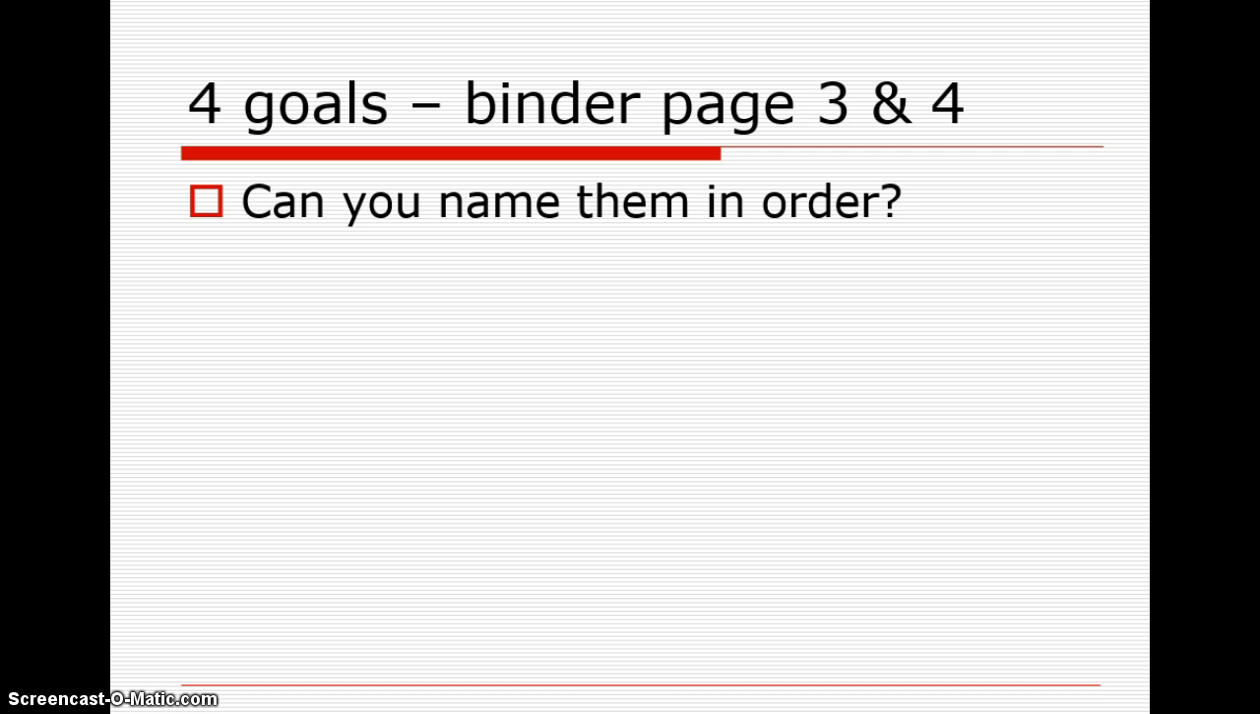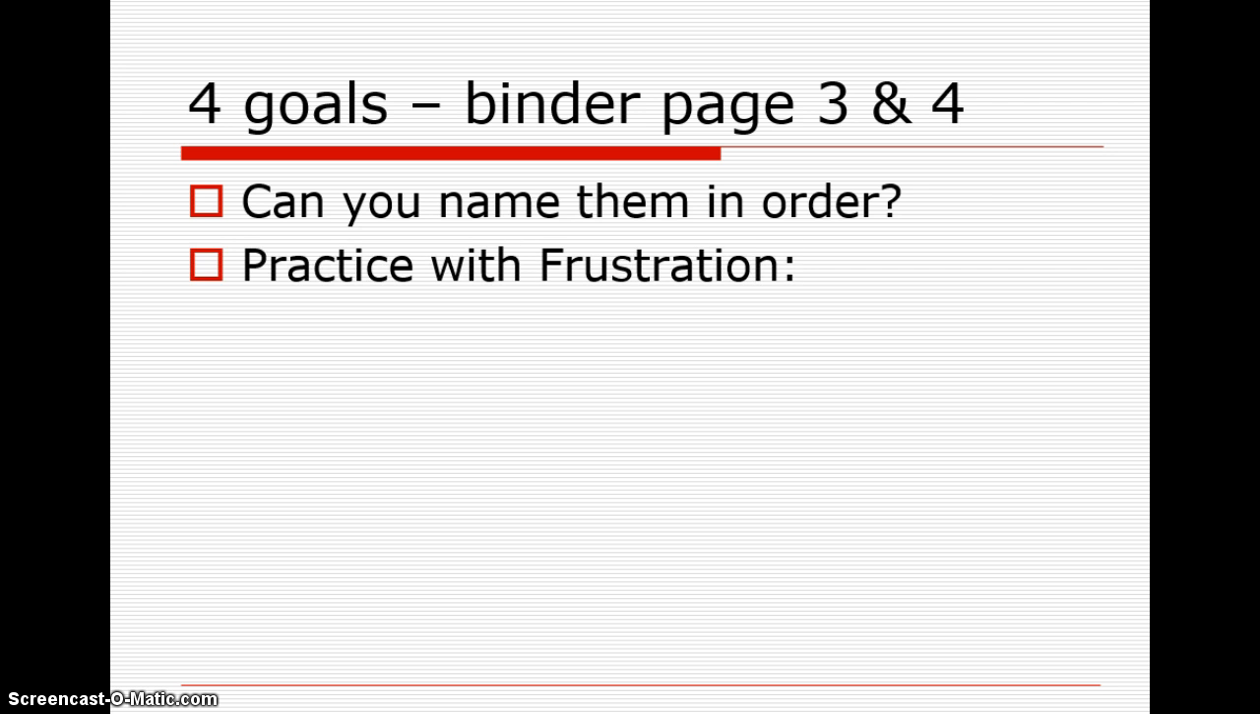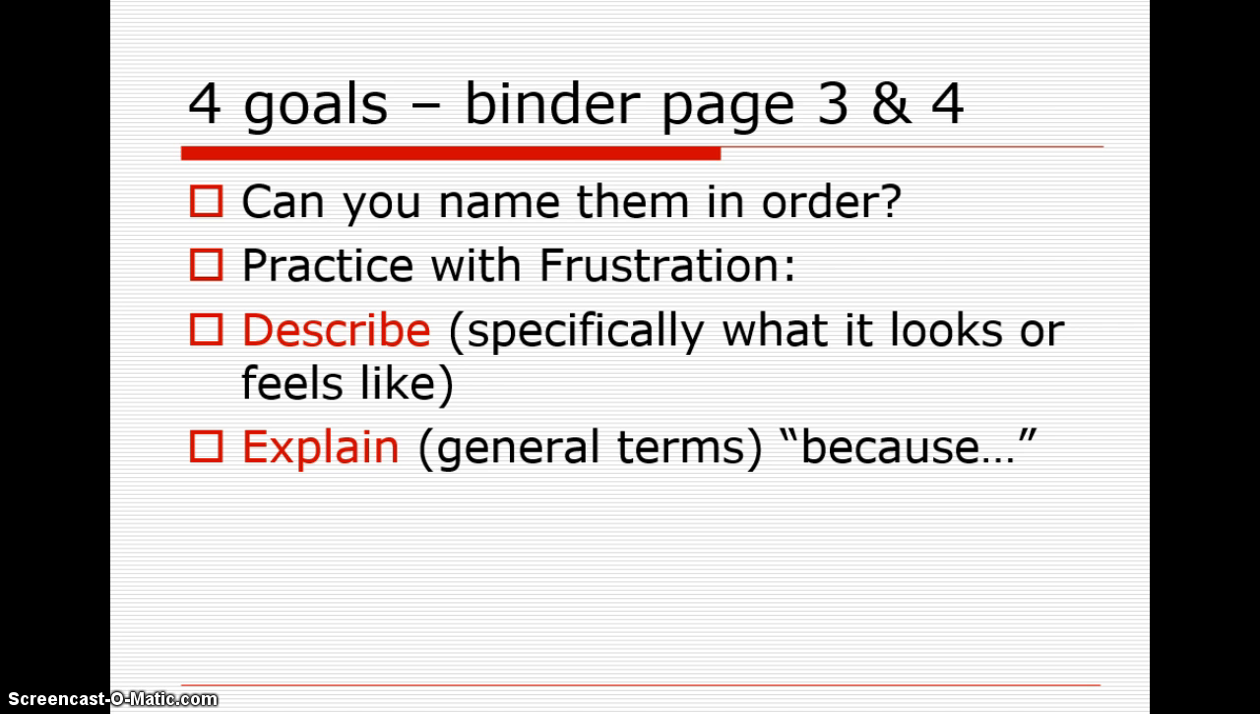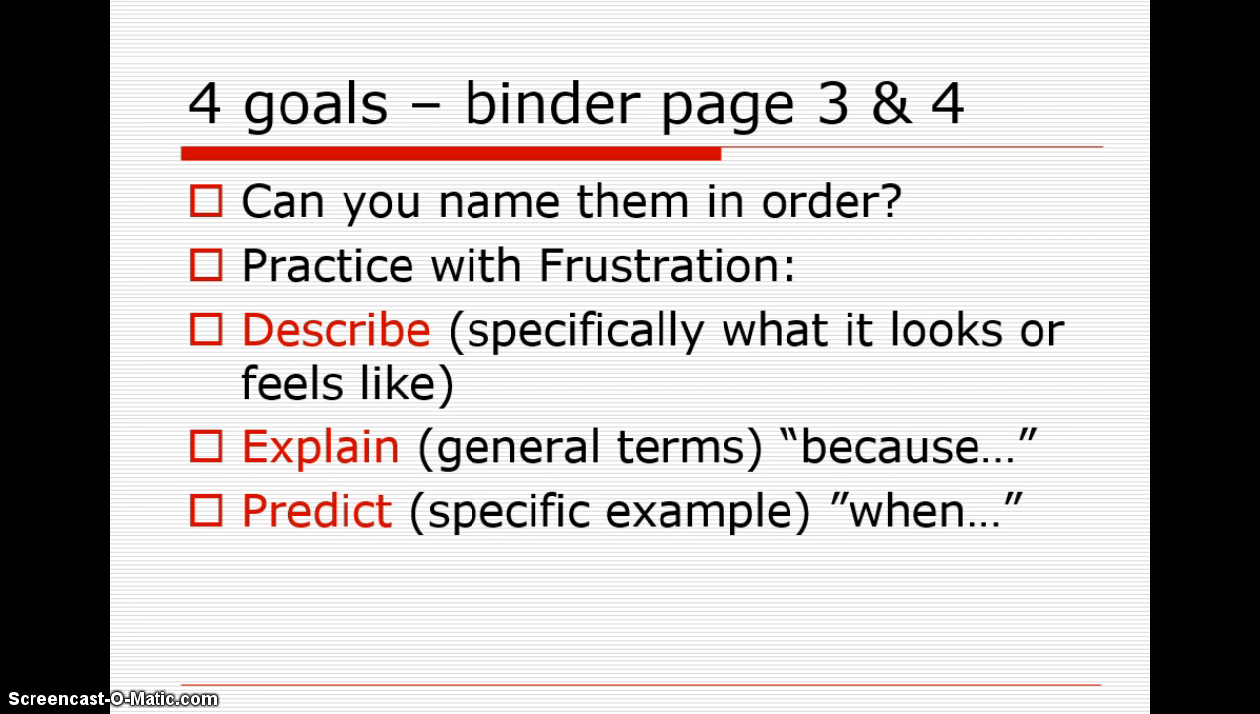Make sure you can not only name the goals of describe, explain, predict, and change or control, but that you can also apply them. And so here's an example for frustration. To describe it, what does somebody look like when they're frustrated? To explain it in general terms, why would somebody be frustrated? For specific examples of prediction, somebody will be frustrated when they are taking the test and don't know the answer.